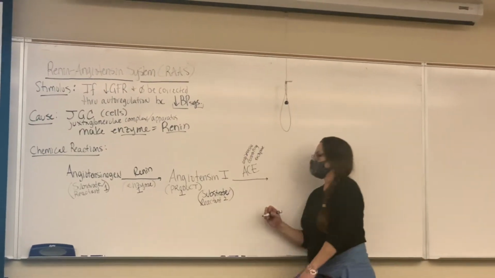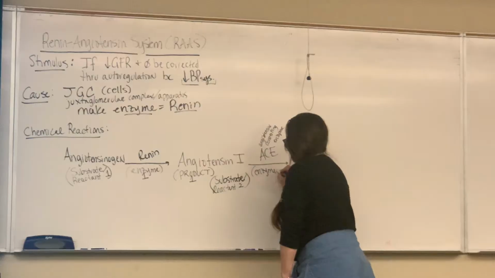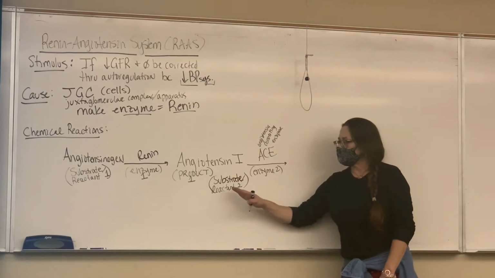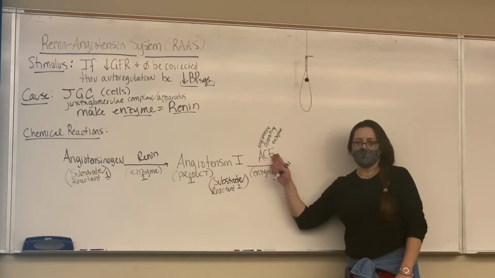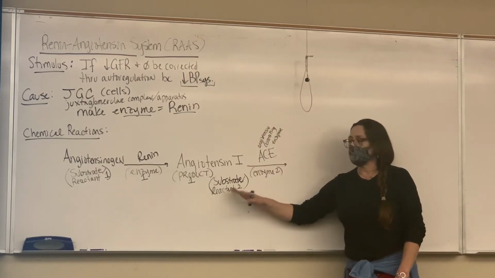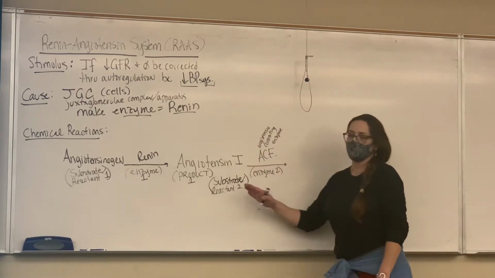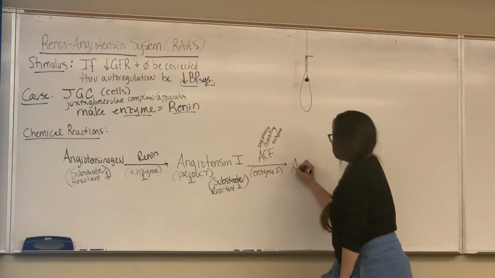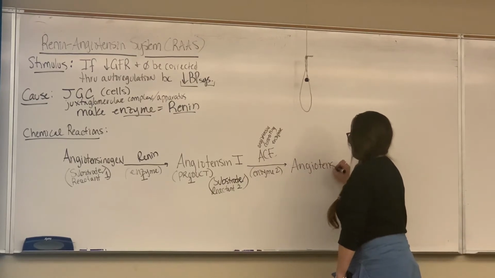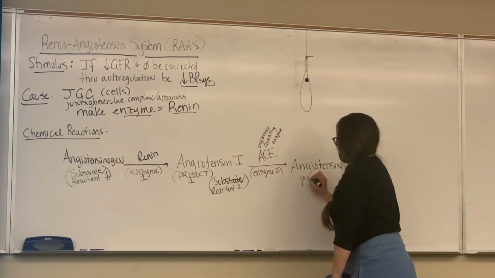So ACE is your second enzyme. Call it enzyme 2. So angiotensin 1 is the substrate that binds to ACE. When angiotensin 1 binds to ACE, ACE catalyzes the conversion of angiotensin 1 into angiotensin, take a guess, 2. Okay, so this we're going to call product 2.